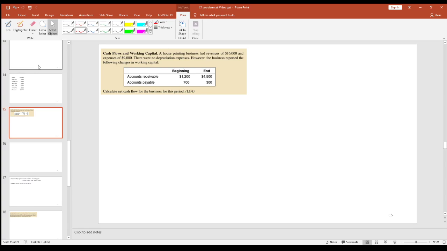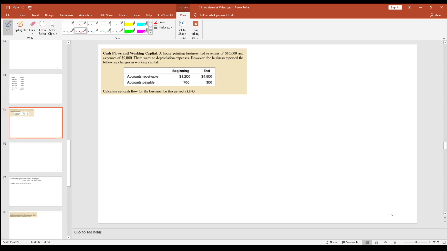Another question about calculating net cash flow. A house painting business had revenues of $16,000 and expense of $9,000. There was no depreciation expense. However, the business reported the following changes in working capital. So calculate cash flow for the business for this period.